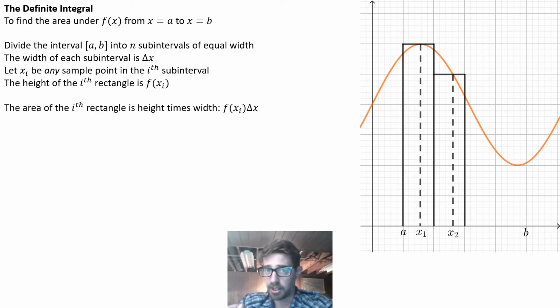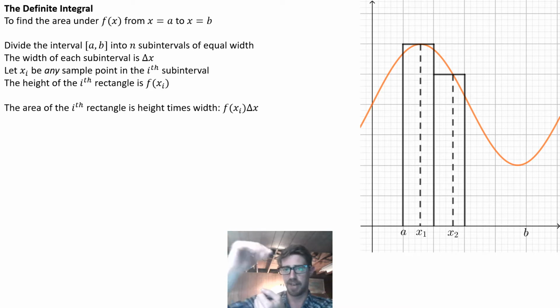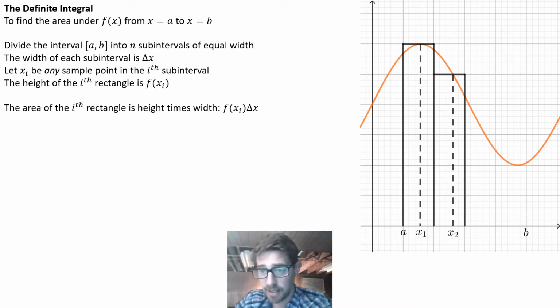The area of a rectangle is height times width. So if the height is f of x whatever, that sample point, the width is always the same. So the widths are all delta x. So the area of that first rectangle is delta x times whatever f of x1 is. Wherever the curve stops there, that's how we've drawn our rectangle. Okay, I know this is a little mathy, but now we have a generic expression for the area of our ith rectangle, and now we get to add all the areas together.